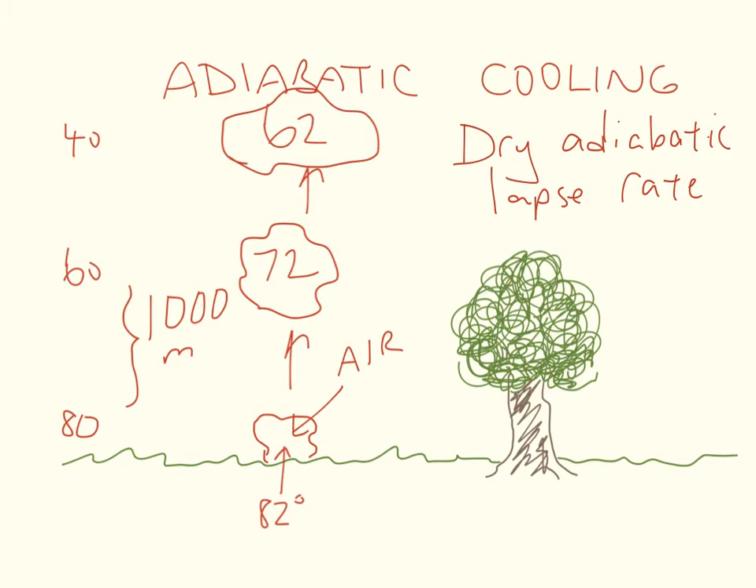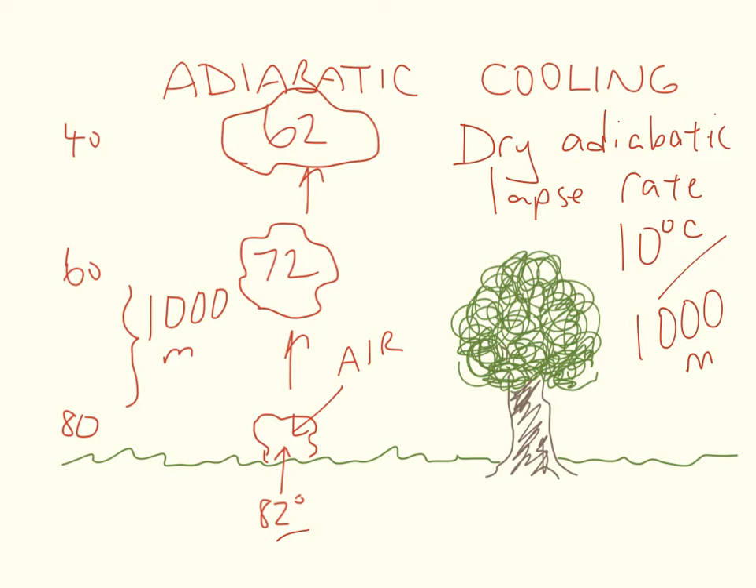I drew down there on the ground, that's 82 degrees, anytime you have a pocket of air and it rises up 1,000 meters, it's going to drop by exactly 10 degrees Celsius per 1,000 meters. Okay? That is a fixed number. That number is always the same no matter where you are. The dry adiabatic lapse rate does not change.